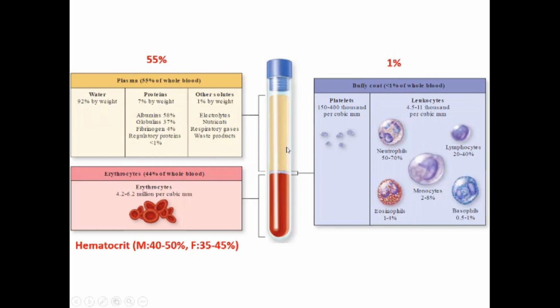Between the plasma and the hematocrit, we have a gray-white sedimented layer called the buffy coat. The buffy coat is composed of platelets and white blood cells or leukocytes. This area makes up about 1% of blood volume.